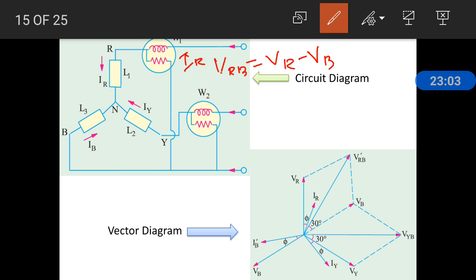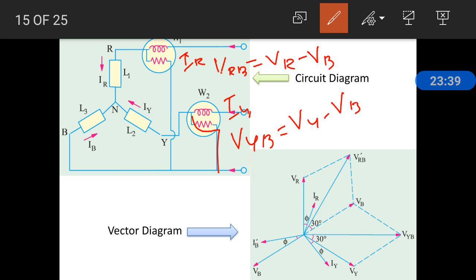Similarly, the second wattmeter reads the current IY and its potential coil is connected across Y and B. So VYB is the voltage across the wattmeter. VYB means VY minus VB, the potential difference across W2. From the vector diagram we are going to find the angle between IR and VRB for the first wattmeter, and between IY and VYB for the second wattmeter.